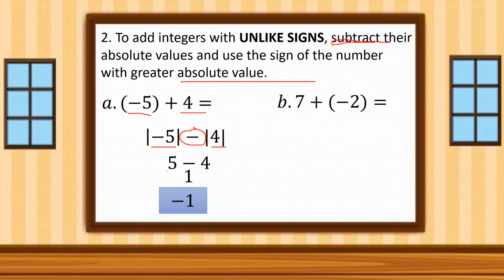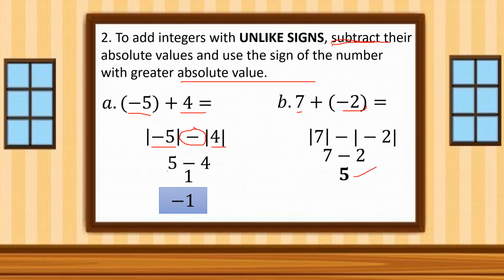Okay? Next example, you have 7 plus negative 2. So, nag-add tayo ng isang positive at isang negative number. Okay? So, kapag ganyan, we get their absolute value. So, absolute value of 7 and the absolute value of negative 2. So, ima-minus natin. So, ang absolute value po ng 7 is 7 and the absolute value of negative 2 is 2. So, therefore, we have here 7 minus 2. So, 7 minus 2 will give you 5.